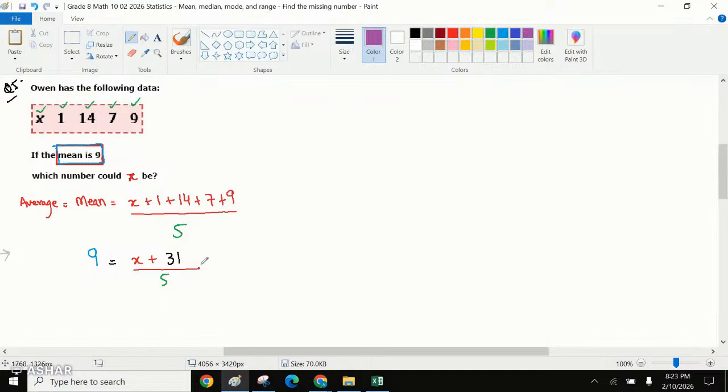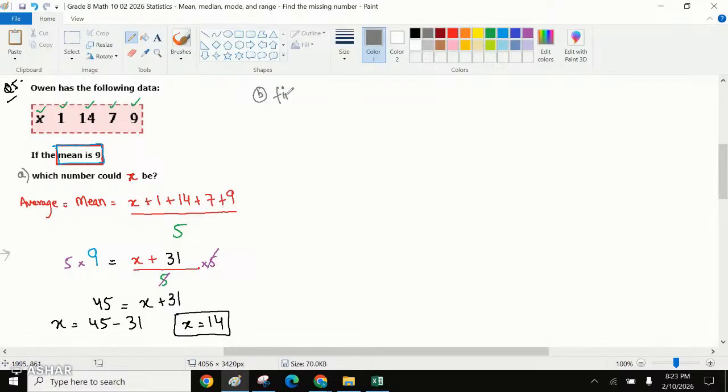We are dividing by 5, so we multiply by 5 on either side. Or in simple words, we can cross multiply. We can say 9 times 5 is 45, which equals x plus 31. We subtract 31 on either side. We can say 45 minus 31, and x comes out to be 14. If and only if x is 14, then the mean would be 9. If this was the first part of the question, let's extend the question.